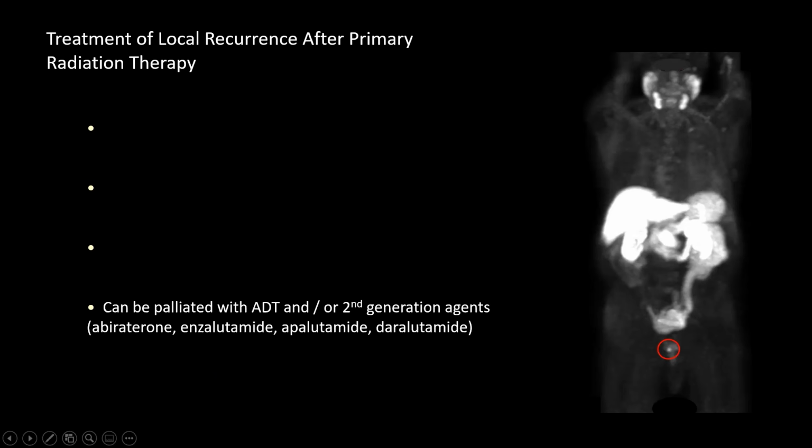I hate using the word palliation, but it can be palliated with hormone therapy and second generation agents such as abiraterone, enzalutamide, apalutamide, and darolutamide. These are fancier forms of hormone therapy.